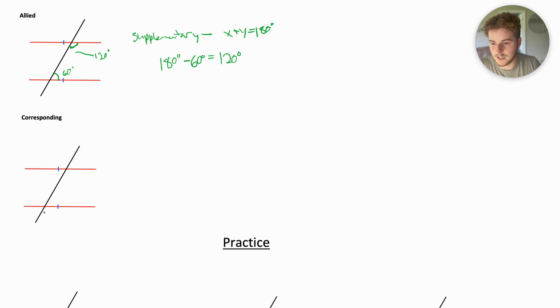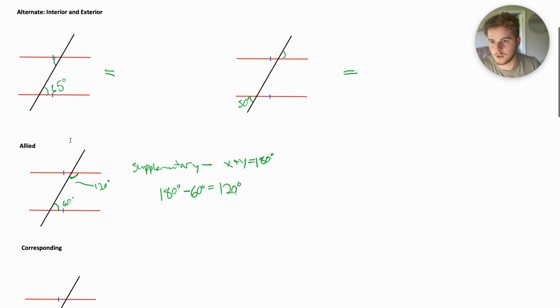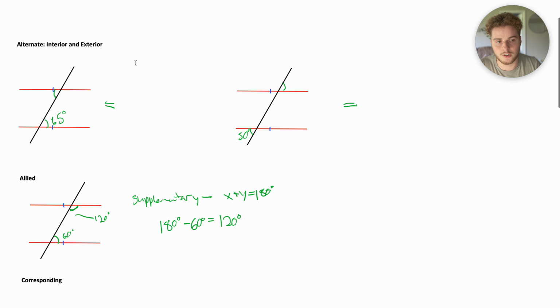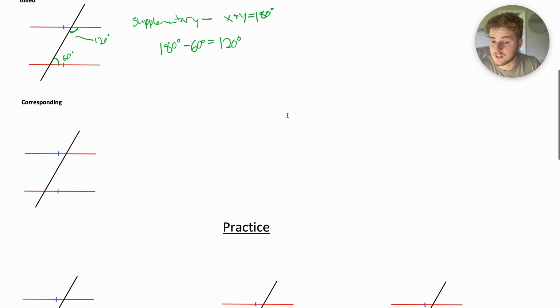Now in corresponding angles, it's kind of similar if we went back up to alternating interior and exterior. However, it is slightly different because it's not alternating. So you can think they might still both fall on the interior, exterior. But what you're probably going to see this relationship as is something like this.